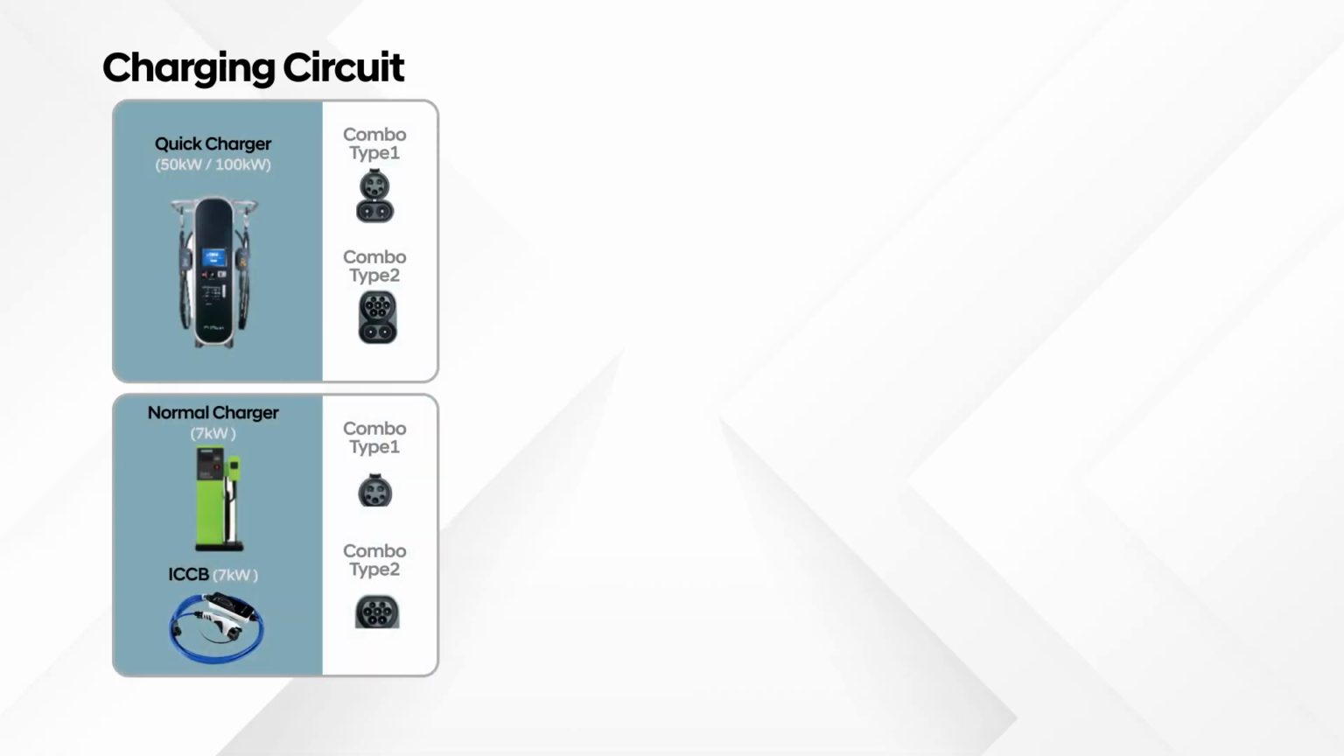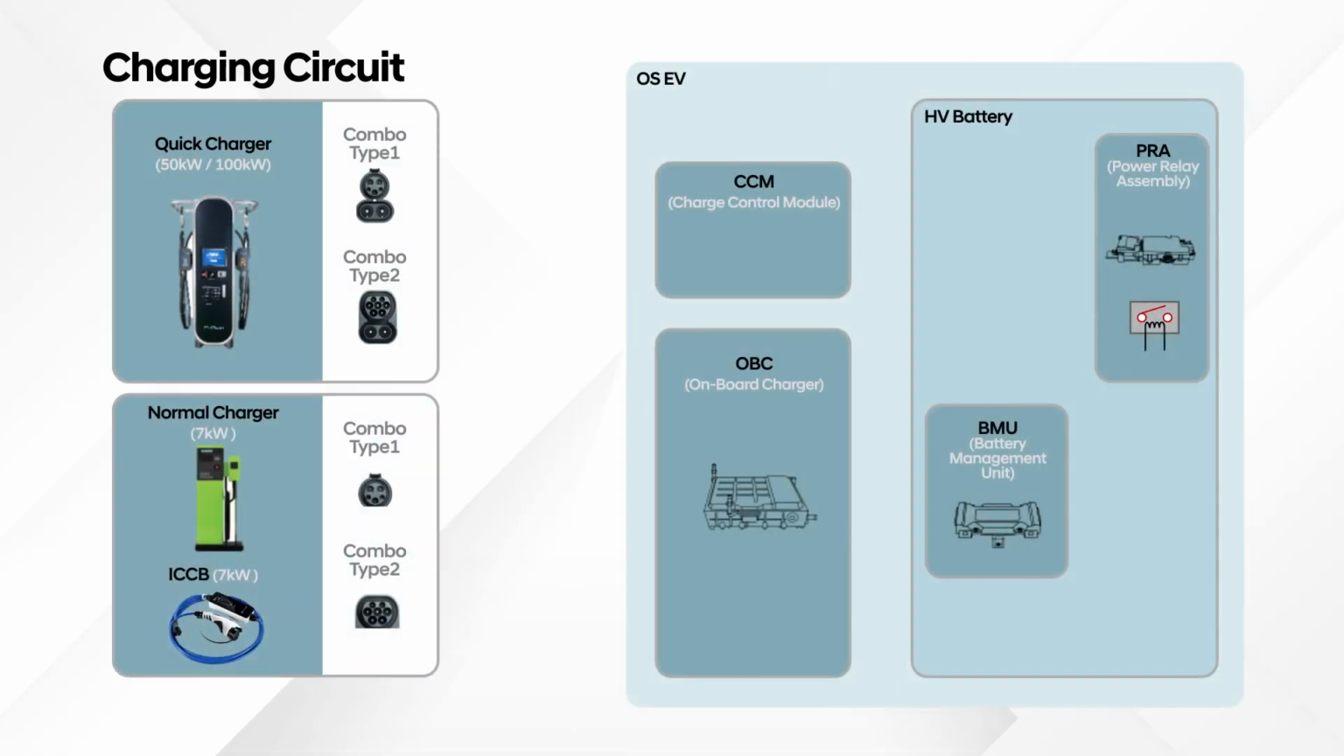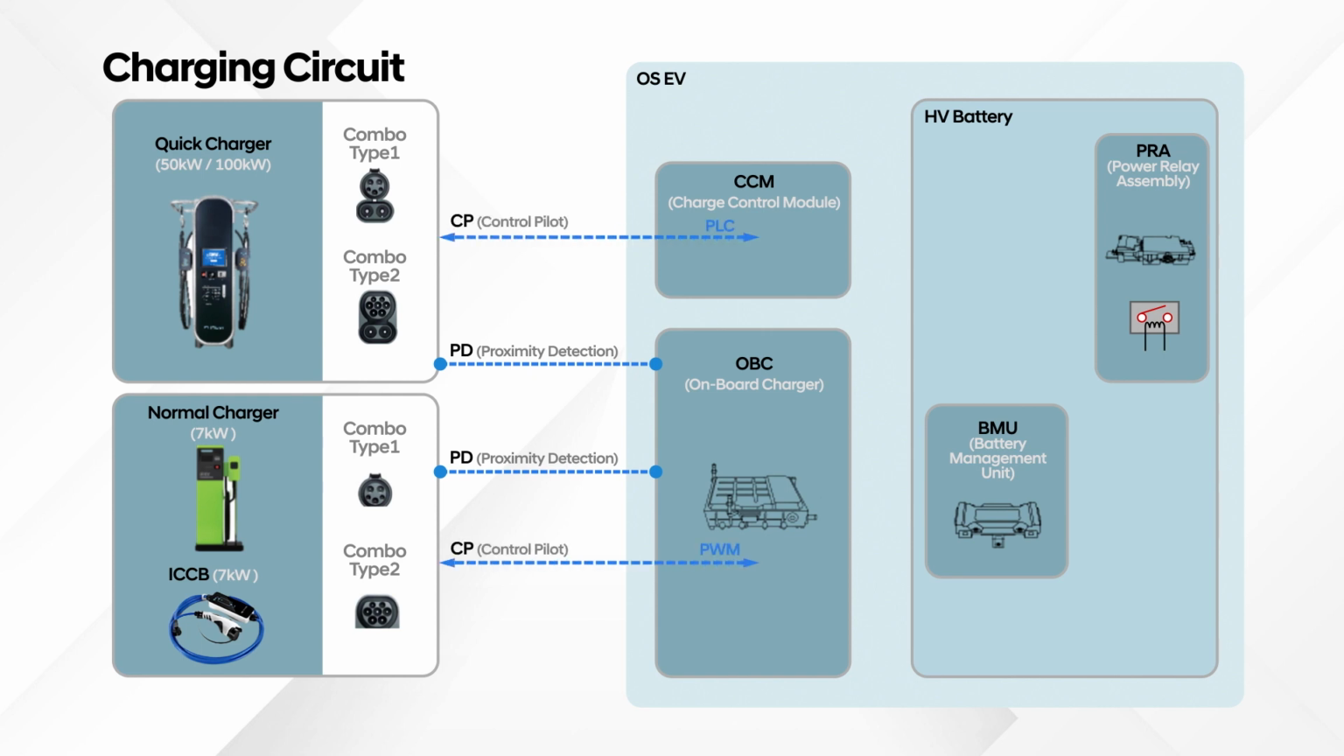When the charger is connected, the OBC checks its connection status with an electric signal. This is the proximity detection PD signal. CP, control pilot, is a communication signal related to information of the charging process between charger and EV, such as charging type and battery SOC.